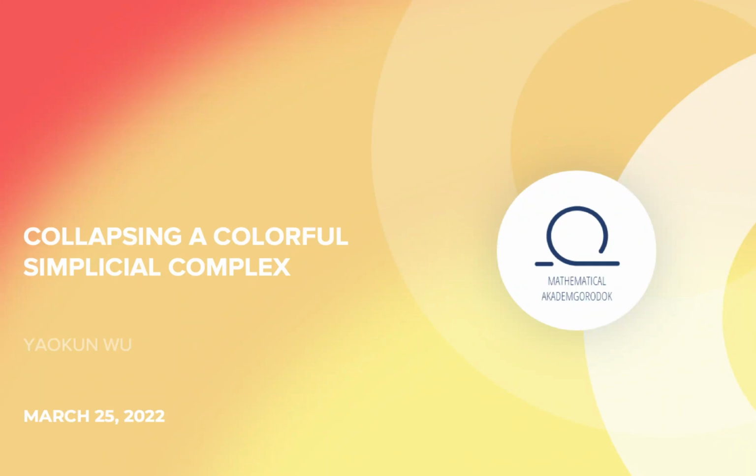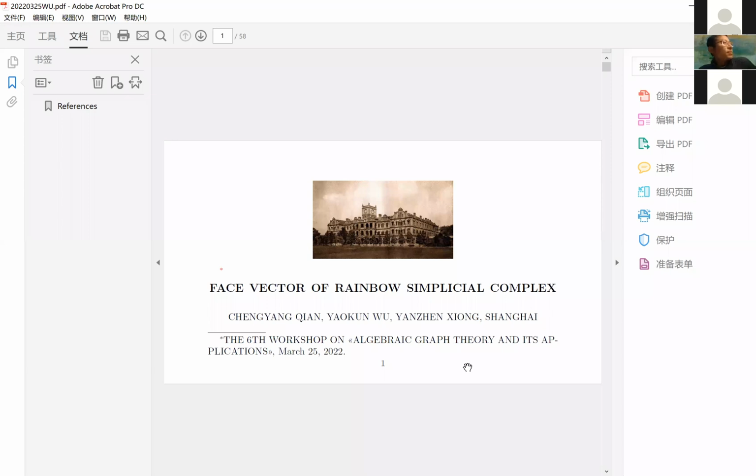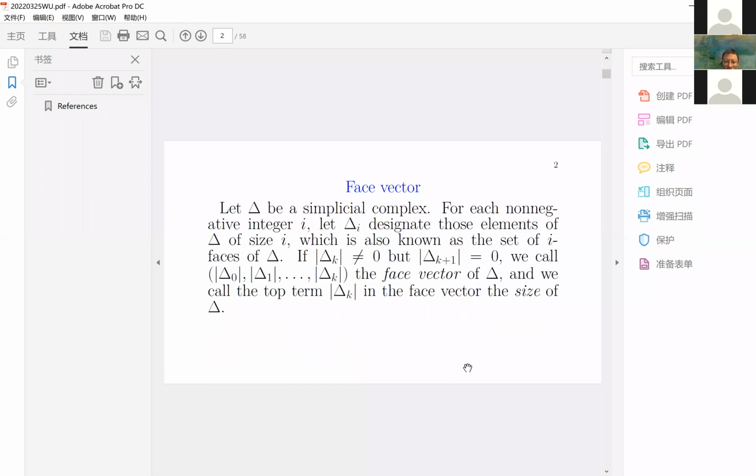Okay, thank you. So I will talk about phase vectors of a rainbow simplicial complex. I will try to mention some words which may be more familiar to the audience later. So we recall the definition of a phase vector.